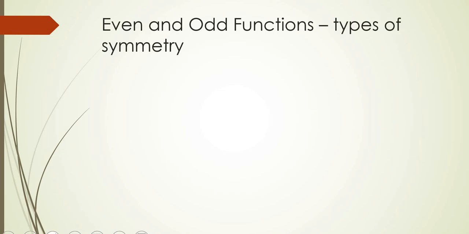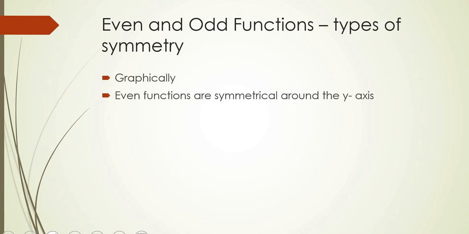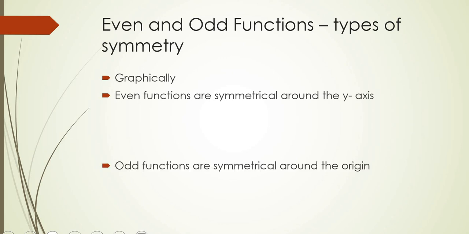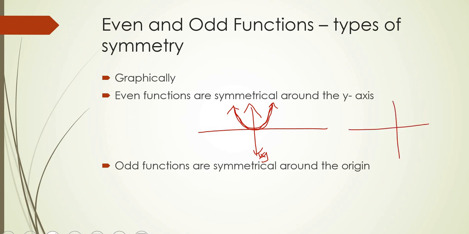Oh, sorry, it's not. Even and odd functions, types of symmetry. All right, so we can do symmetry graphically. Even functions are symmetrical around the y-axis, odd functions around the origin. Even functions are symmetrical around the y-axis, things like y equals x squared. If I fold the y-axis in half, my function will be the same on the right as it is on the left.